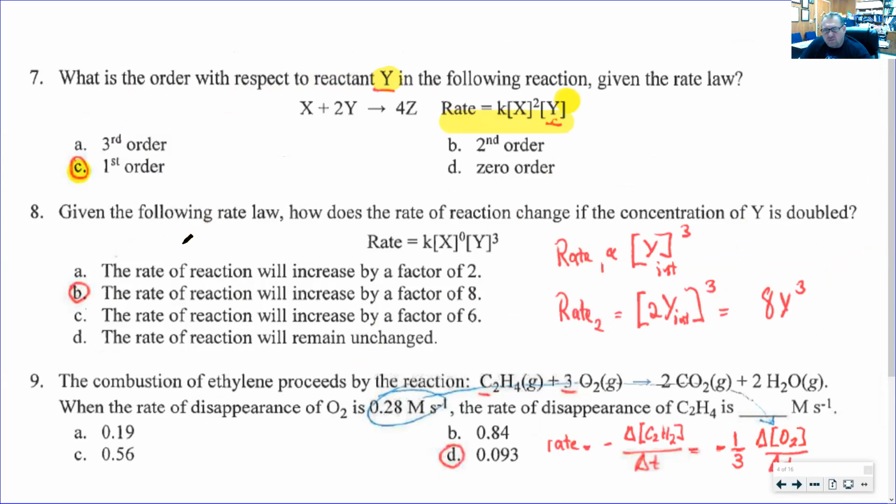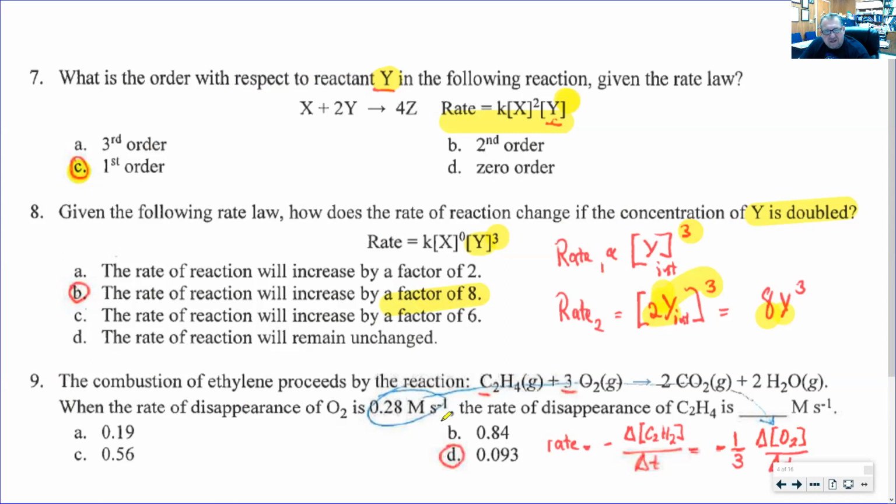Okay, so looking at number 8, you've got a reaction, and I want to know what happens if you double the concentration of the Y. What happens to the rate? So here's the concentration of Y, and the rate is proportional to Y to the 3rd power. So what happens if I double the concentration of Y? I have to take the 3rd power of that 2 in front of it, so it would be 8 times effectively the concentration. So the rate would increase by a factor of 8. We did pretty good on that one as a class.